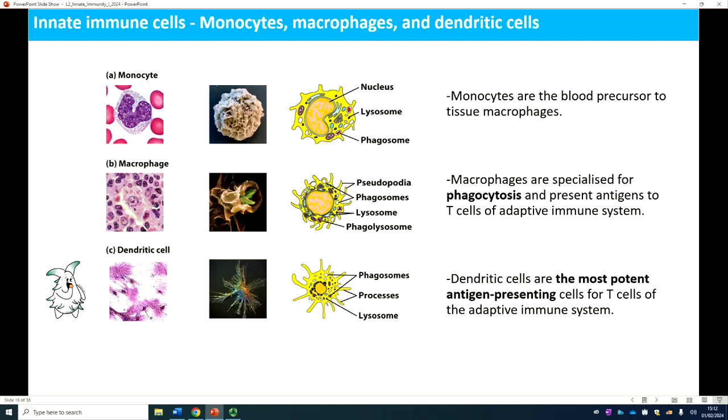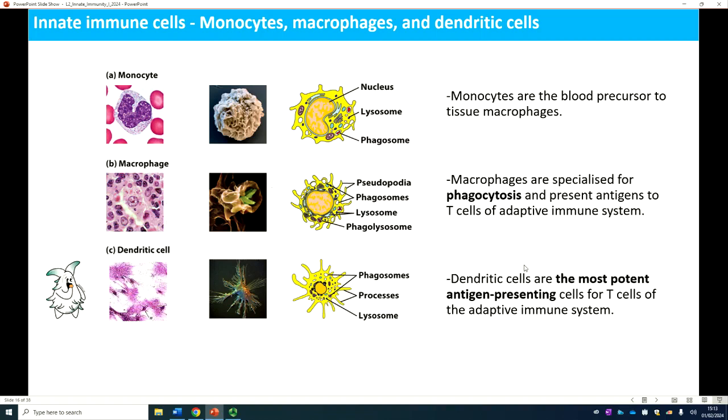So we look at some of the phagocytic cells in our innate immune system. We have the monocytes, macrophages, and the dendritic cells. Now, monocytes are actually the precursor to tissue macrophages. And here we have the macrophages. So macrophages are really specialized phagocytes. They're specialized for phagocytosis, and they're able to present antigen that they encounter to the T cells of the adaptive immune response. And then the third cell that you will remember hopefully from Monday is the dendritic cell.